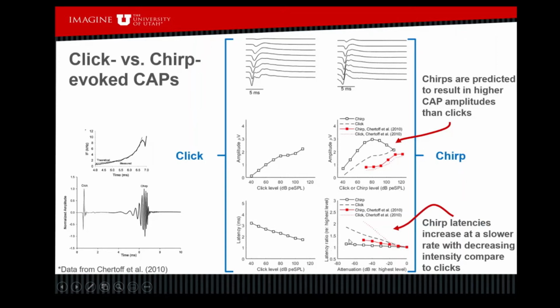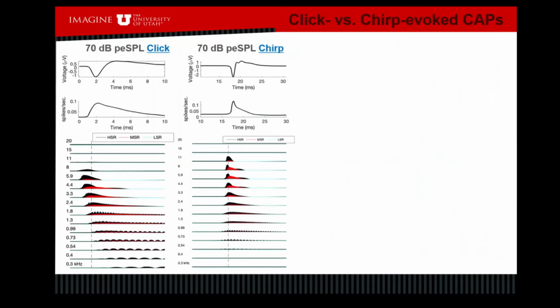Here we will look more closely into the contribution of individual CFs to the predicted CAP. On the left here we have the predicted CAP evoked by a click, and on the right we have the predicted CAP evoked by chirp. These plots here are the individual peristimulus time histograms obtained at each of these CFs. The black, red, and cyan histograms correspond to high, medium, and low spontaneous rate fibers, respectively.